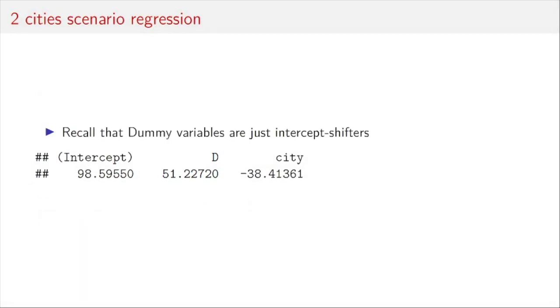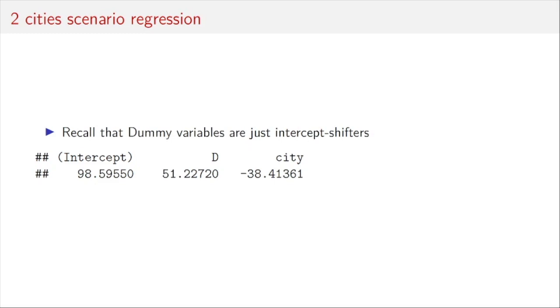Recall that dummy variables just shift the intercept. D is a dummy, city is also a dummy. So 98 is the intercept when D equals 0 and city equals 0. So this is the average income of the non-treated in the first city. D is our treatment effect, meaning that the treated group has incomes $50 higher than the non-treated group.